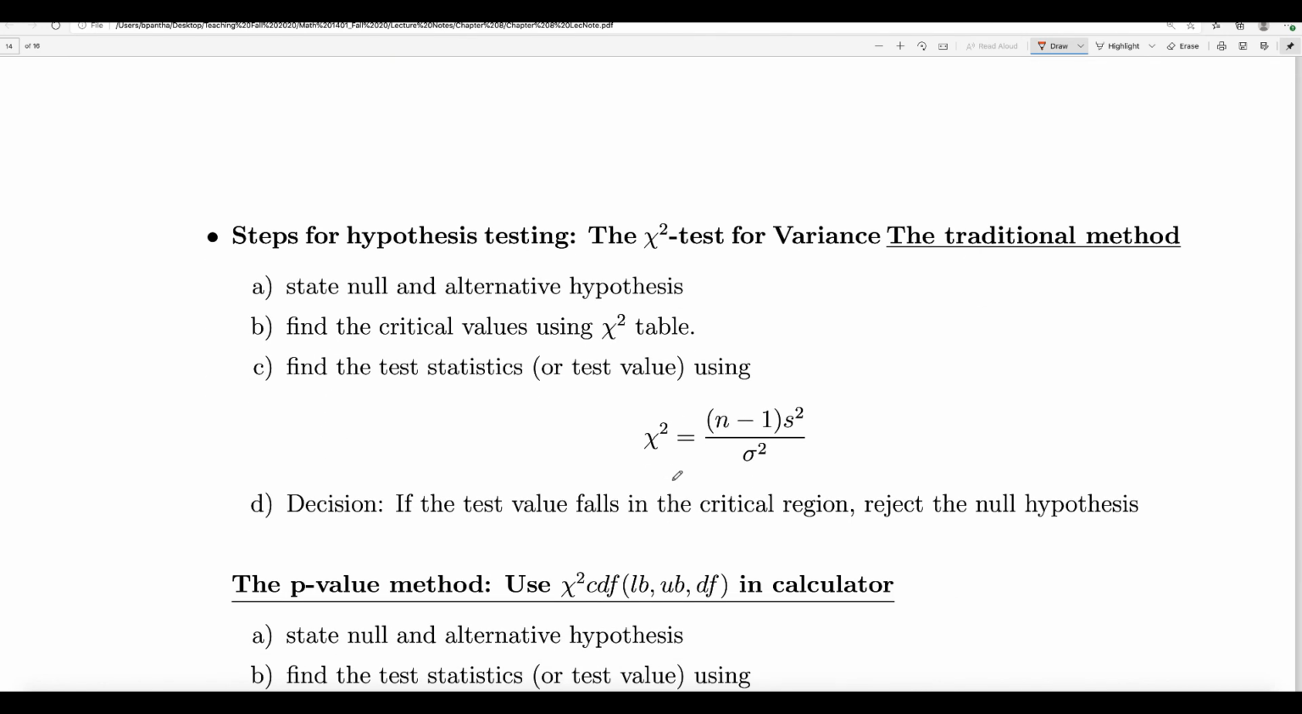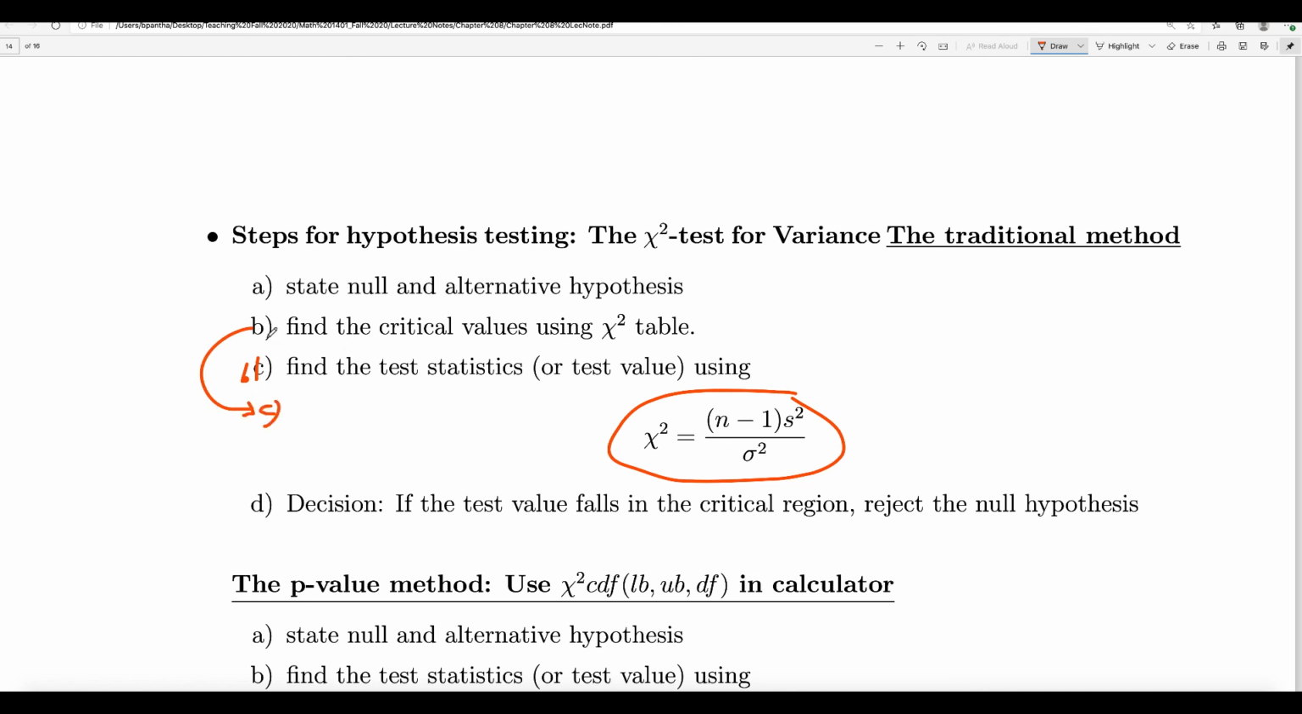Now to test the hypothesis, all the steps are the same. The only difference is the critical value and the test value. Okay. So by the way, we should make this B and this C. It does not matter, but it is easier if you do that.